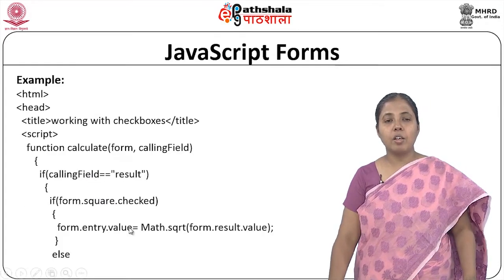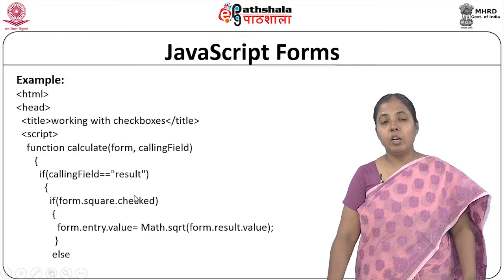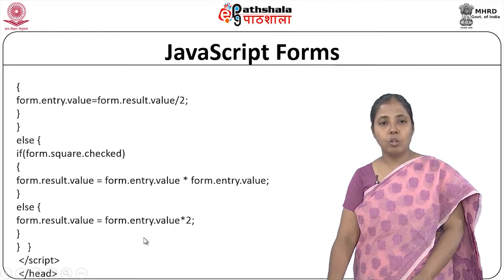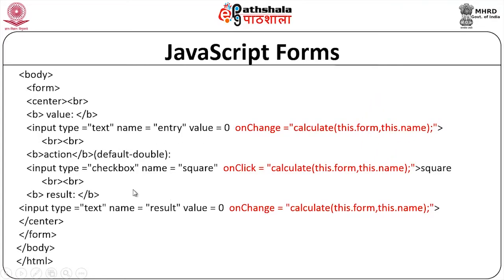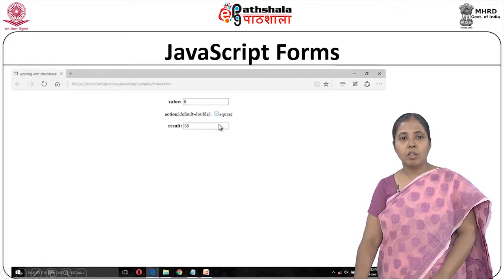Now this is another example to work with JavaScript forms. Here you can see that there are two text fields, one is an entry field and another one is the result field. There is a field called entry, there is a checkbox whose name is square, and there is another text field called result. Initially our form would look like this: a text field named value, another field named result, and the checkbox, whose name is given as square.